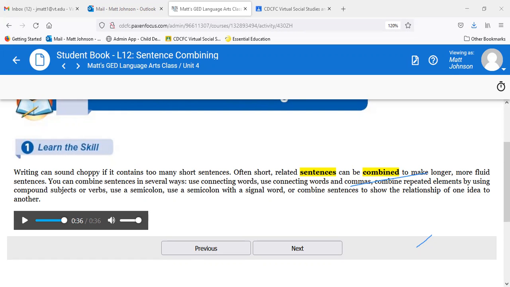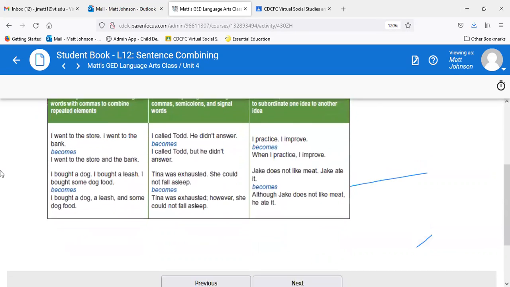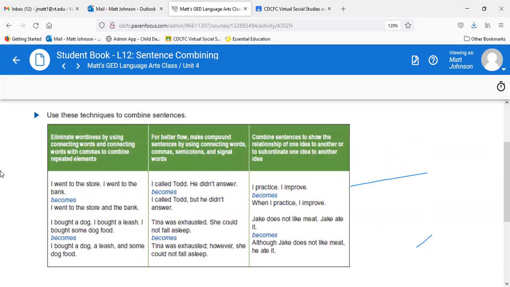All right, so let's take a look here at the rules. All right, so in one way, it eliminates wordiness. So using connecting words with commas and combine repeated elements. So here this is really choppy when you say, I went to the store, I went to the bank.